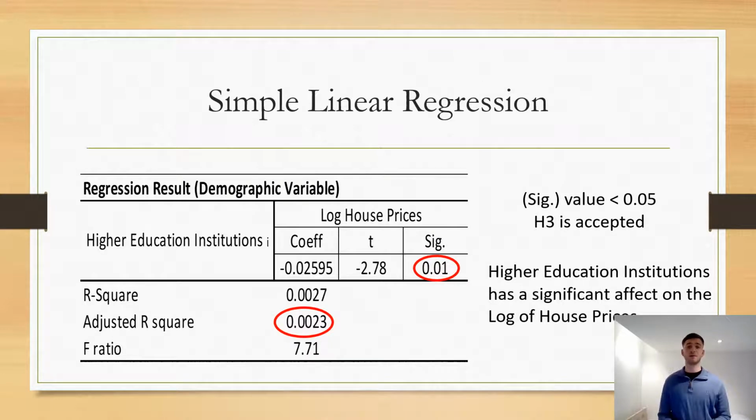The demographic variable, higher education institutions, has a negative coefficient and a significant level of 0.01. This displays that this is highly significant with log house prices.